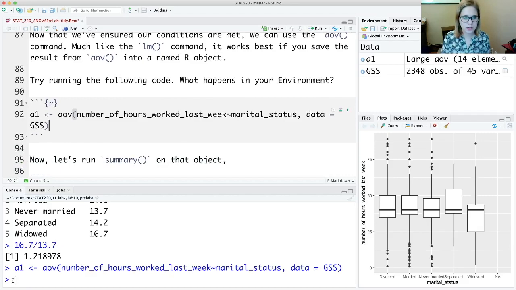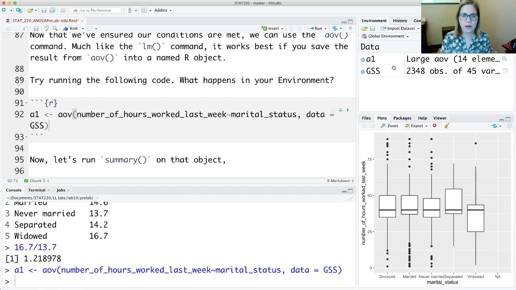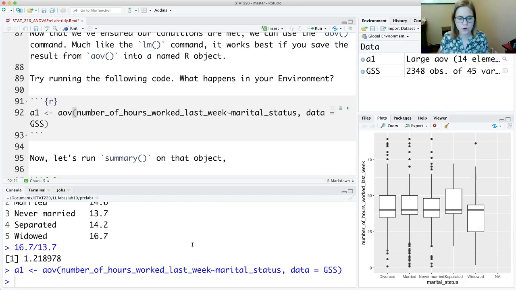So nothing prints out in your console because we're assigning the result of this function into the name A1, but something is going to show up in your environment. So now I have something new in the data section of my environment. And just like when I was talking about regression, here I'm using kind of a dumb name. I'm calling my Anova model A1, and then if I made another one, I would call it A2. You could be smarter than me and come up with a smarter name than that, but that's the default name that I use.